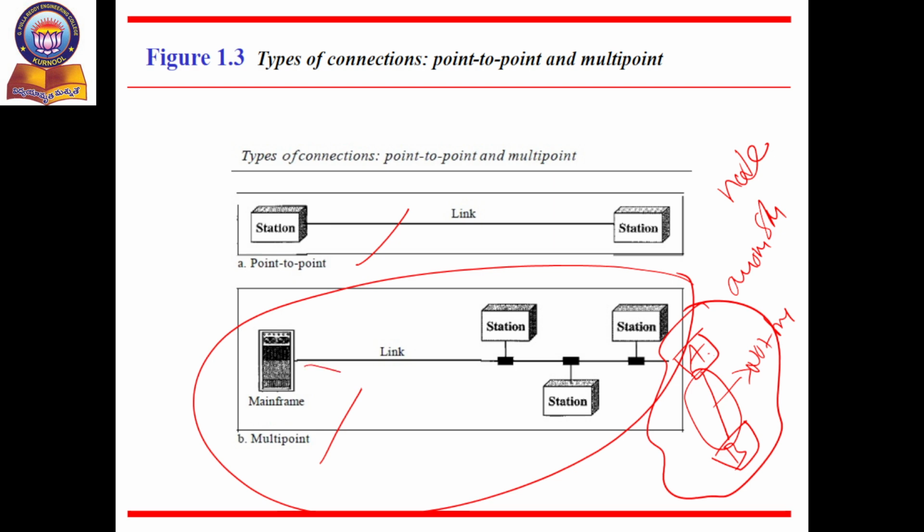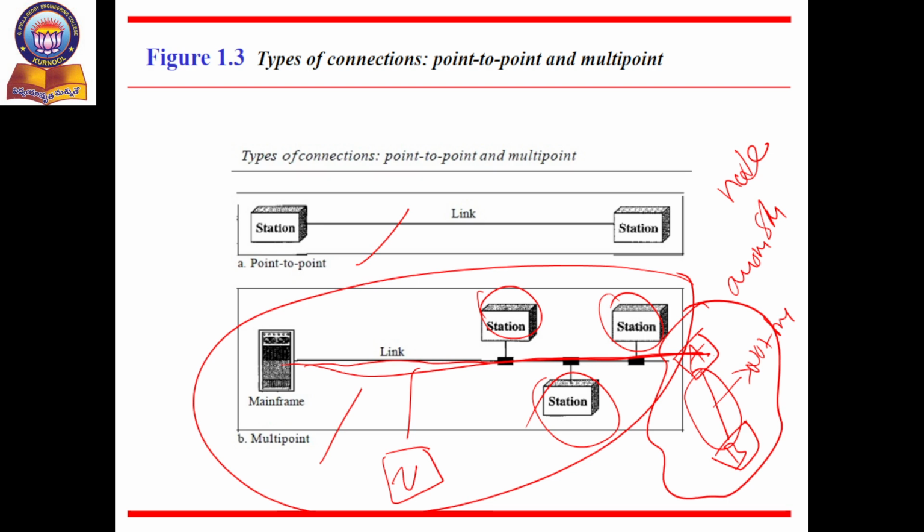I'm having one link, and that one link is shared with multiple devices. With multiple devices, we can share with another device also. That means this link is serving its services to all the systems that are connected. This is multi-point. So these are the different types of connections we observe in the network: point-to-point and multi-point.